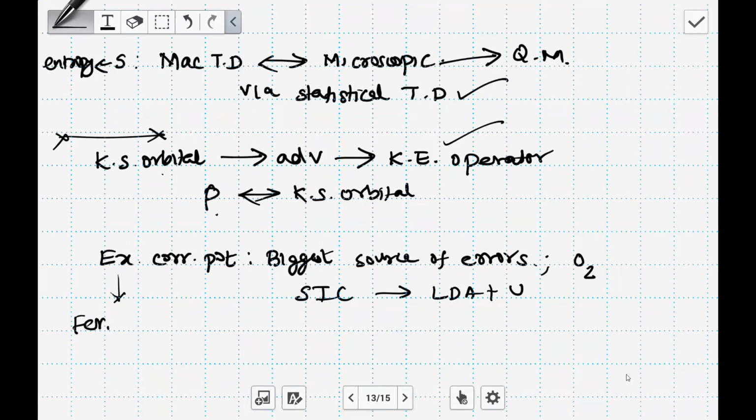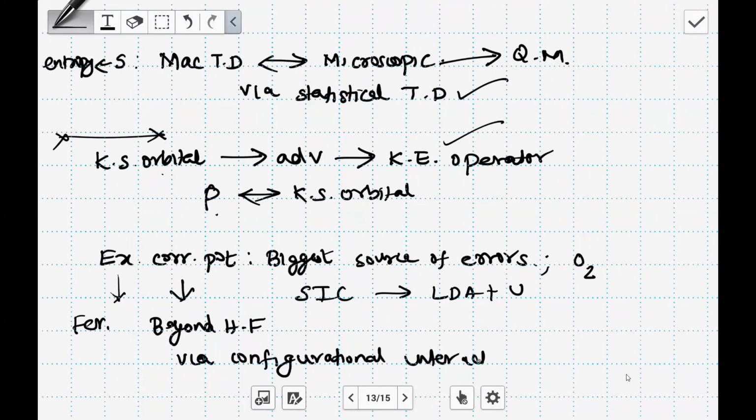Typically the single Slater determinant is the simplest approximation, which is in the Hartree-Fock approximation. You can go beyond the Hartree-Fock approximation via what is called configuration interactions in the ab initio approach. This is not DFT. In the whole of DFT, there is no Slater determinant, no Slater determinant.